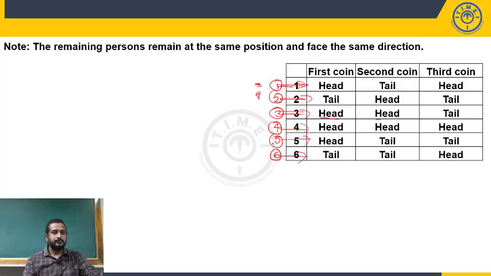And what is the note given? The remaining persons remain at the same position and face the same direction, because we have been given information regarding only 6 persons. We will be left with two more persons. So those two persons will remain in the same position and also face the same direction, which is nothing but the center. So for the entire arrangement, the base thing is we have to place them in a circle first.